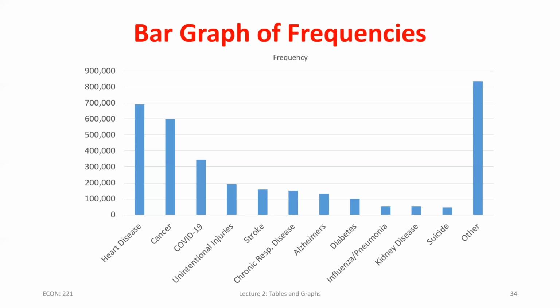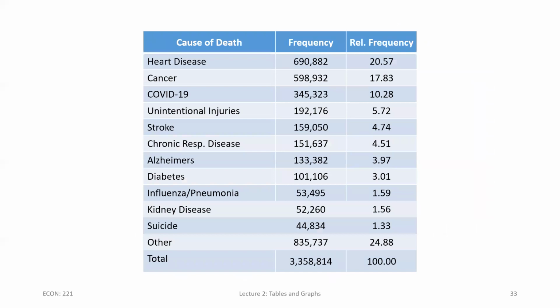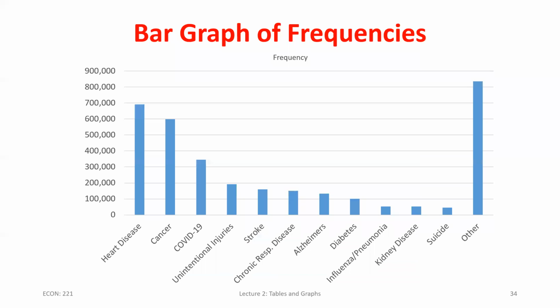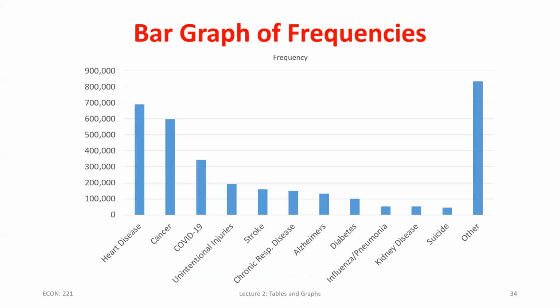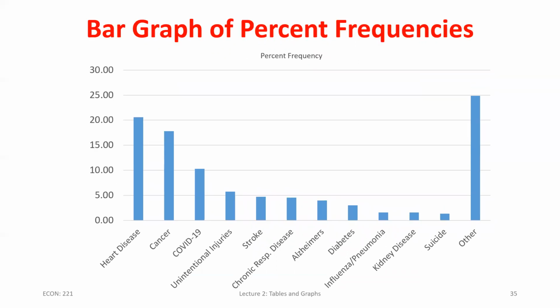So if I were to do the same graph using my relative frequencies, draw a bar for heart disease up to 20.57, then cancer up to 17.83, the graph looks exactly the same. It's just that my y-axis has changed. Now I can quickly see, instead of the number of people dying from heart disease and cancer, the percent of people that die from heart disease and cancer. Any questions on that?